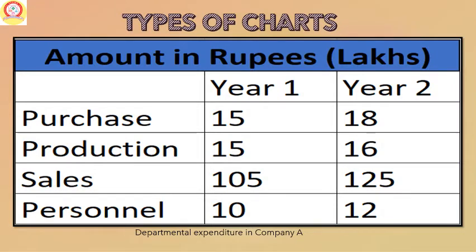Types of charts. Now, children, you can create a chart from the data entered in a worksheet. You will use the data to create charts of different types. It shows the expenditure by 4 departments of company A over 2 years, year 1 and year 2.